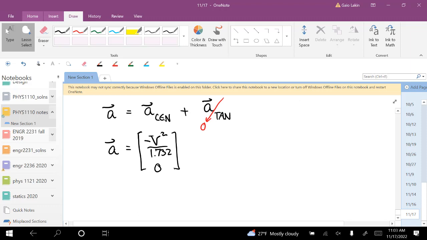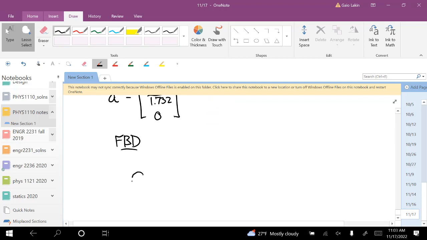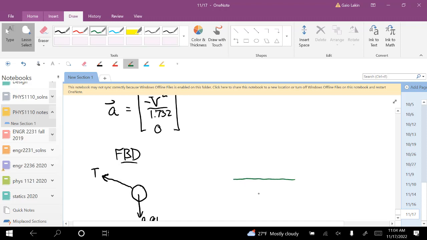We can't figure out any more about the acceleration without using Newton's second law, so let's draw a free body diagram. We have a weight force acting down of 1 kilogram times 9.81, so 9.81 newtons. And the only contact force is the pulling force from the cable, so it's that way. I'll call it T. So now we're going to go to Newton's second law.